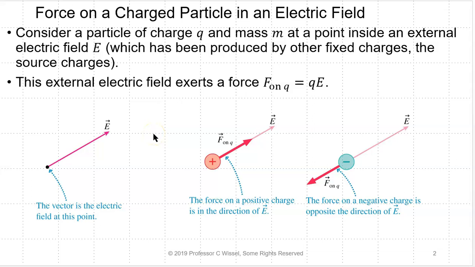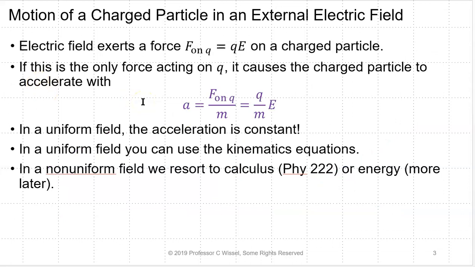A force on a charged particle in an electric field. Consider a particle, charge Q and mass M, at a point inside an external electric field E, which has been produced by some other fixed charges, or the source charges. This external electric field exerts a force F on Q equals QE. So if this is the only force acting on Q, it causes the charged particle to accelerate with a equals F on Q over M, or Q over M times E. In a uniform field, the acceleration is constant.